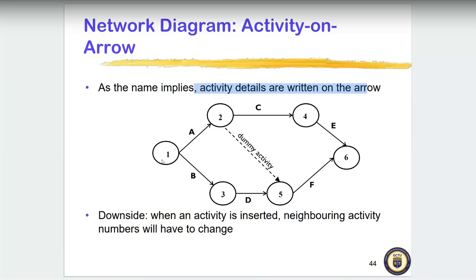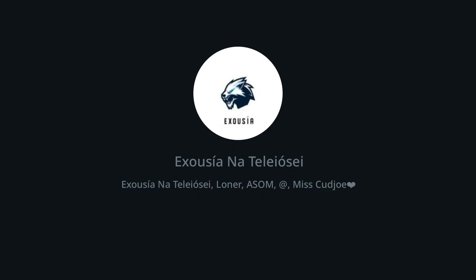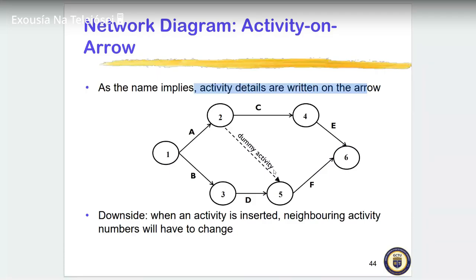Right? So precedence, successor. So we have activity A, activity B, activity C, D, E, and F. Okay, so this is a dummy activity. As I said earlier, a dummy activity is an activity that does not have any resources, as in duration, cost, or even time. Okay, it is not really important.